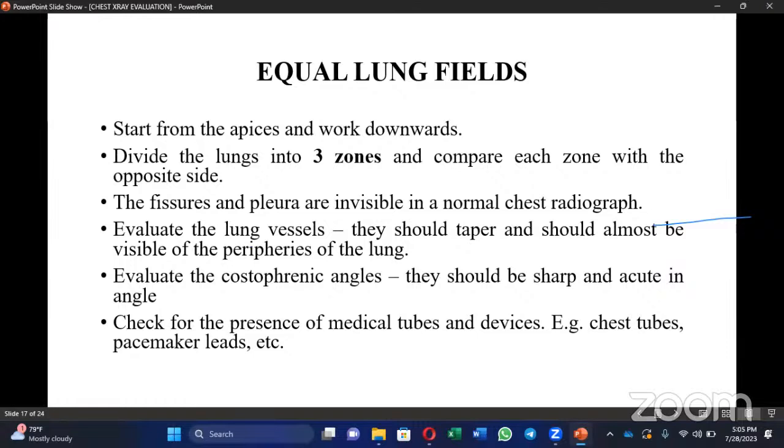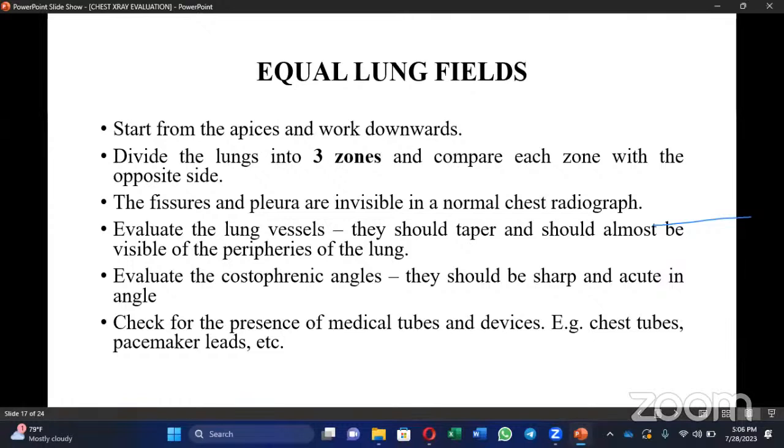On a chest radiograph, these fissures and pleura are not seen unless there is a pathology that is causing them to be conspicuous on the image. Okay, say there is fluid filling the fissures, and then there's fluid filling the pleural space. That's when we can have the pleura being visible on the image. Also, in the case of a pneumothorax, we can have the pleural line being conspicuous on the lung field, that's when we can see the pleura. Else, the pleura is not seen on a normal X-ray, as well as the fissure. All right.